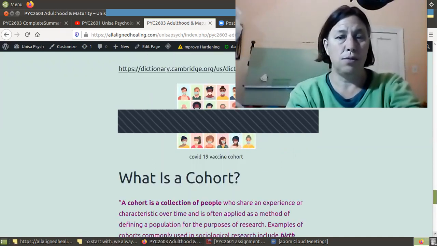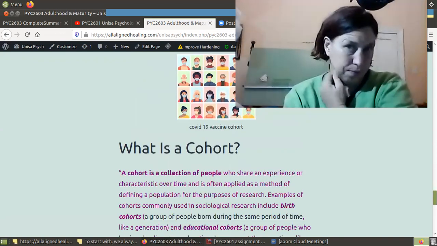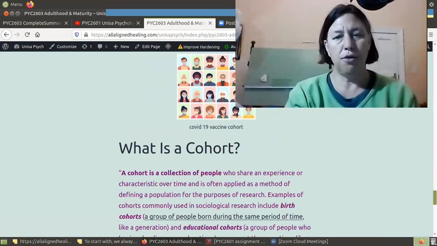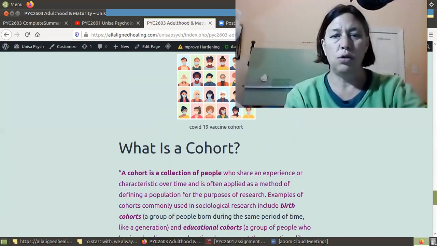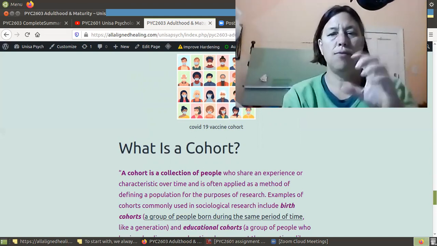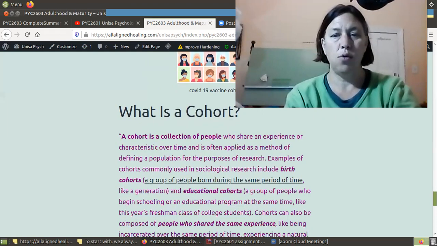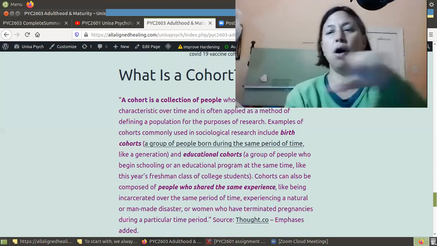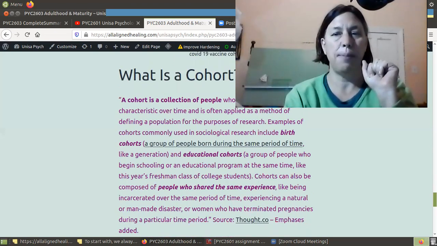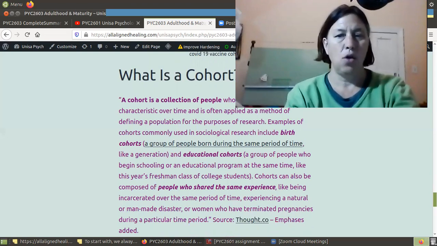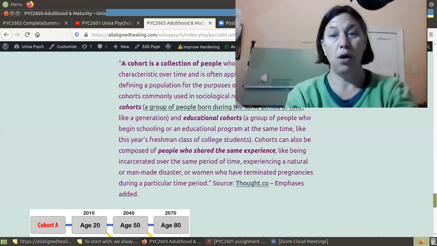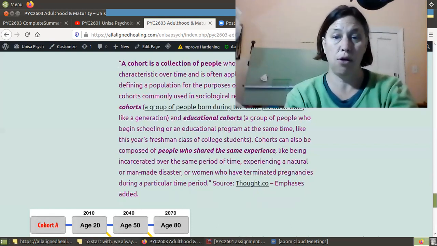Okay. What is a cohort? A cohort is a collection of people. Okay. In social sciences, we say a cohort is a collection of people who share an experience or characteristic over time. And we use this to define a group for the purposes of research. Birth cohorts, people born at the same time. Educational cohorts, like us, we are UNISA second year 2021. Okay. Or people who share the same experience, like we are survivors of COVID-19. We're part of that cohort.